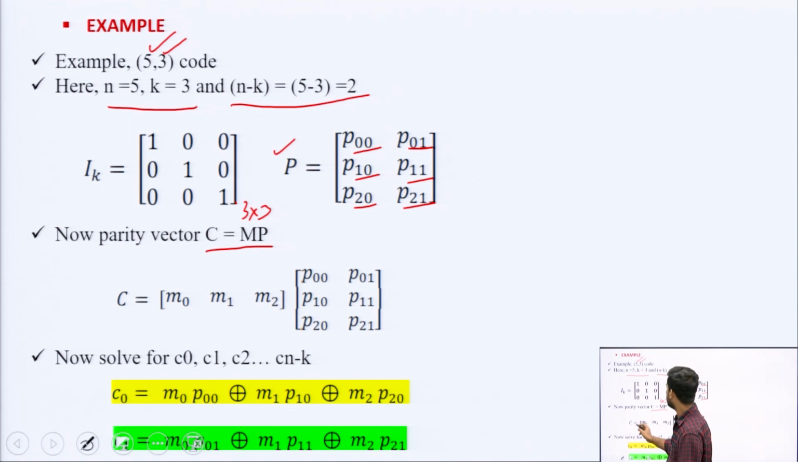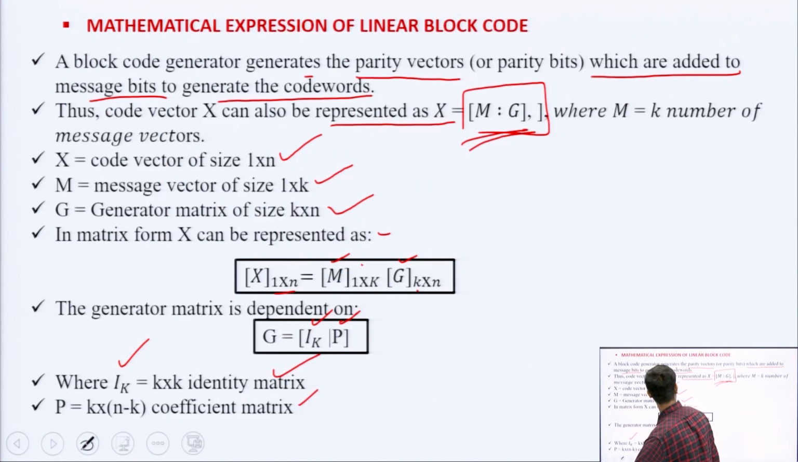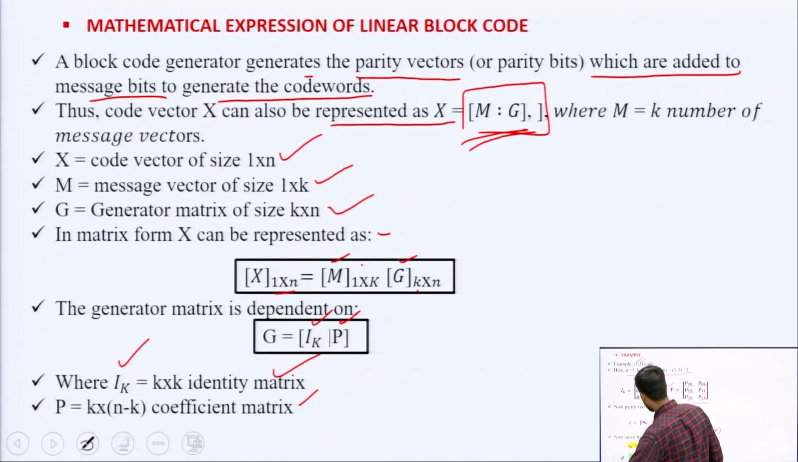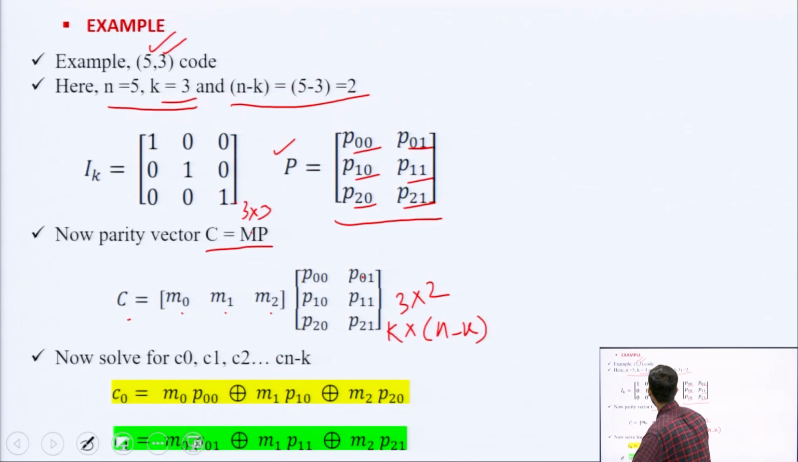Now the parity vector C equals M times P. We have message bits M0, M1, M2, since k equal to 3. And the parity matrix is given by P00, P10, P20, P01, P11 and P21. This is the parity matrix of size k cross n minus k, that is 3 cross 2. Now solve for C0, C1, up to C n minus k.